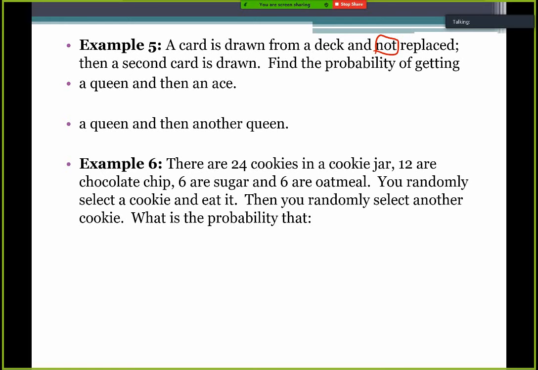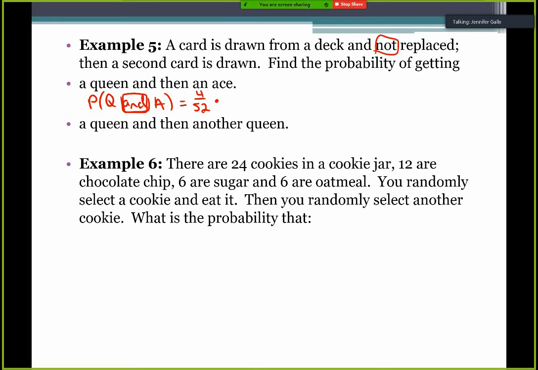So what that means, if we want the probability of a queen and an ace, the probability that I can draw that queen on that first card is still 4 out of 52. I have a sequence of 2 events. I'm going to draw one card and then another. So that sequence, 2 or more events combined with that keyword and, tells me multiplication is going to be the right choice.